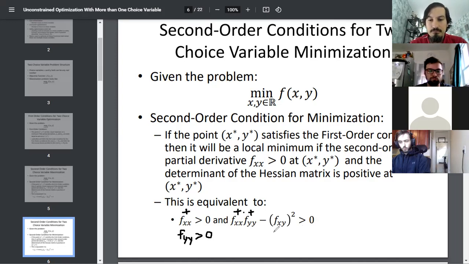It's built in. Okay, so now we have the first order conditions for maximization. That's fx equals 0, fy equals 0. We have the second order condition for maximization. That's fxx negative and determinant of the Hessian positive. And we have the second order condition for minimization, which is fxx positive and determinant of the Hessian positive. If you could just remember all that, or internalize that, that'll get you pretty far in these problems.